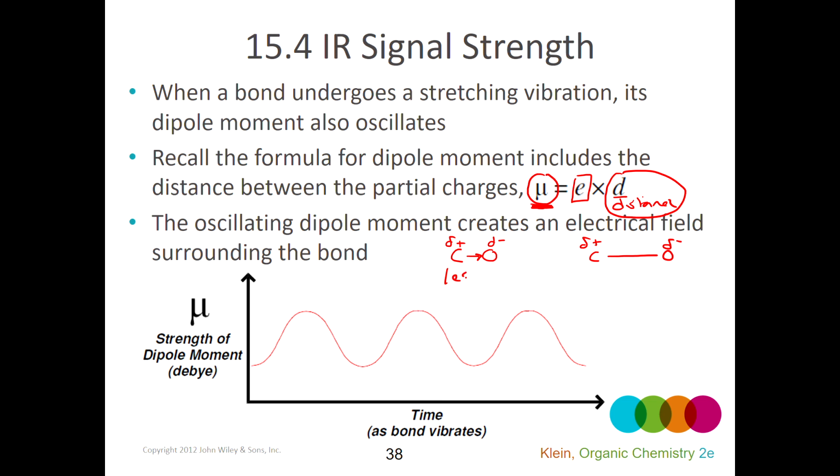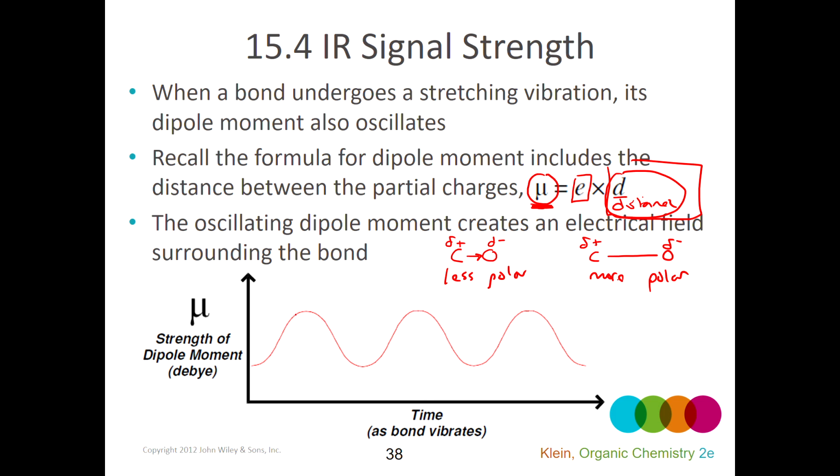So this is a less polar bond, and this is a more polar bond. We don't really think about distance very often. When we're looking at bond polarity, mostly we just think about what's the electronegativity difference, right? The more electronegative one atom is compared to the other, the more polar the bond. And that's the major factor that affects the polarity of the bond. But the length of the bond also affects the polarity. So if I have this CO bond and it's stretching, it's getting longer and shorter and longer and shorter over and over and over again.